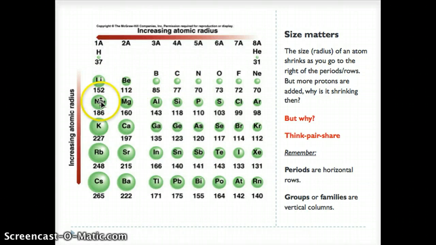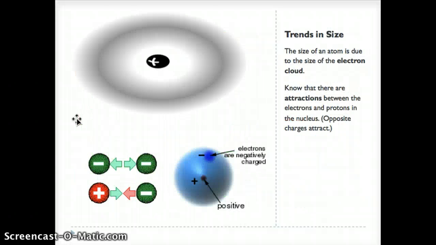But going down the periodic table, even though you're adding more protons, the atoms get bigger. And the reason why is because there's more electron clouds, there's more orbits around the atom. So the electrons that are on the inside are shielding the positive charge in which the nucleus is attracting the electrons on the outer side. So the atom tends to get bigger as you move down.